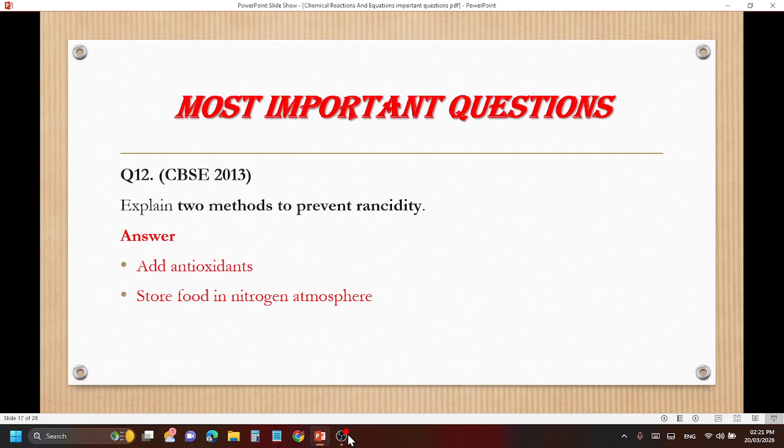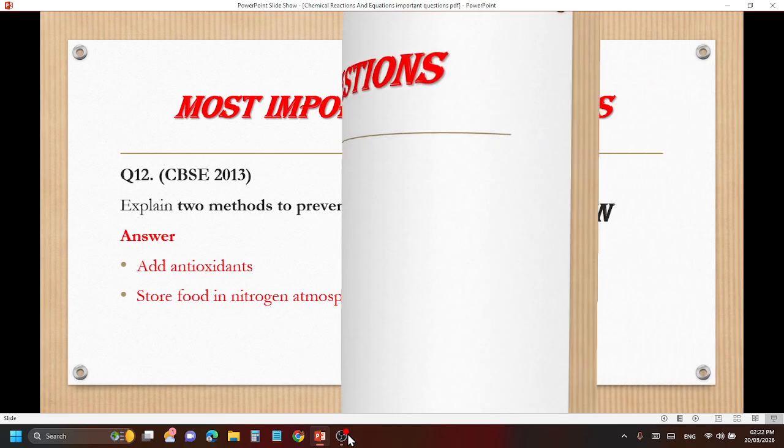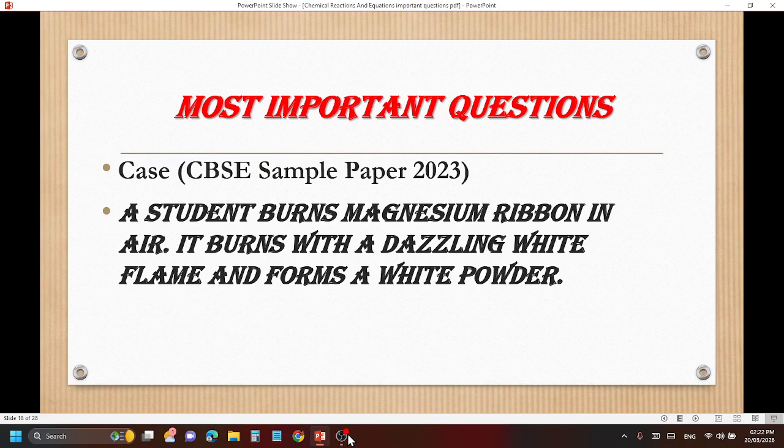Moving on to the CBSE 2013 question. Explain two methods to prevent rancidity. I have given you four methods, and any two you can write. Here I have written: add antioxidants, store food in a nitrogen atmosphere. The other two are keeping the food item away from heat and light, and last but not the least, using a refrigerator. That's it, simple, sorted.